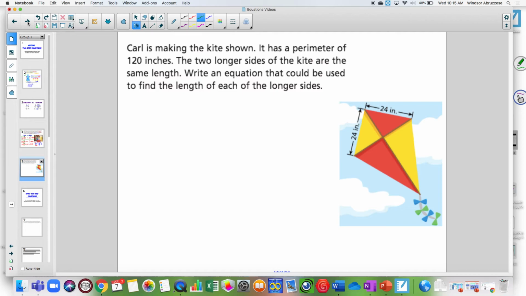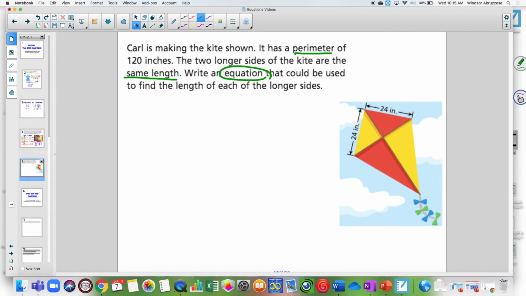Take a look at the kite. Okay, kite has 4 sides. 2 of them are already labeled. The other 2 I don't know. It has a perimeter of 120 inches. The 2 longer sides of the kite are the same length. Write an equation that could be used to find the length of each of the longer sides.